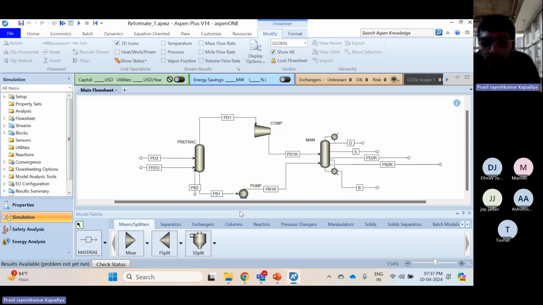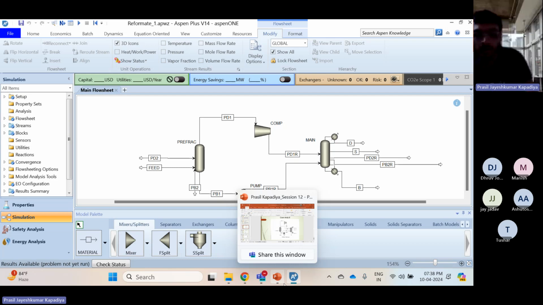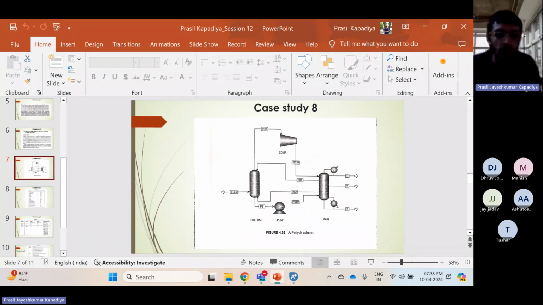Okay, I made a mistake actually. Okay, yes, I have added it. PB2 and PD2, these two we are adding here. I am currently naming them here as PB2R and PD2R, and here PB2 and PD2. So for these complex problems, we should not connect directly at first.